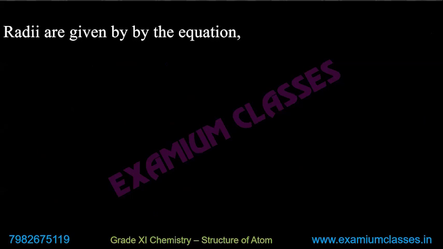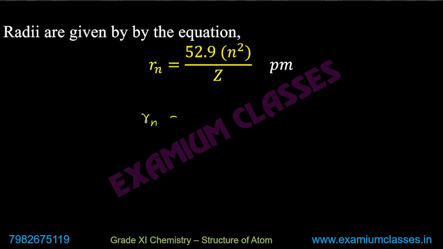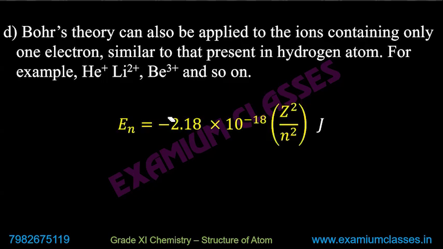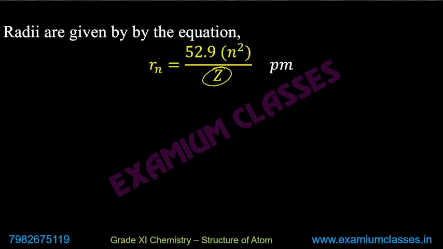Next, what Bohr has given, the radii for hydrogen-like species. So earlier we have talked about it was 52.9 n square. This was R naught or A naught. But here you have Z in the denominator. To understand the difference: in case of energy, Z square is in the numerator. In case of radius, Z is in the denominator.